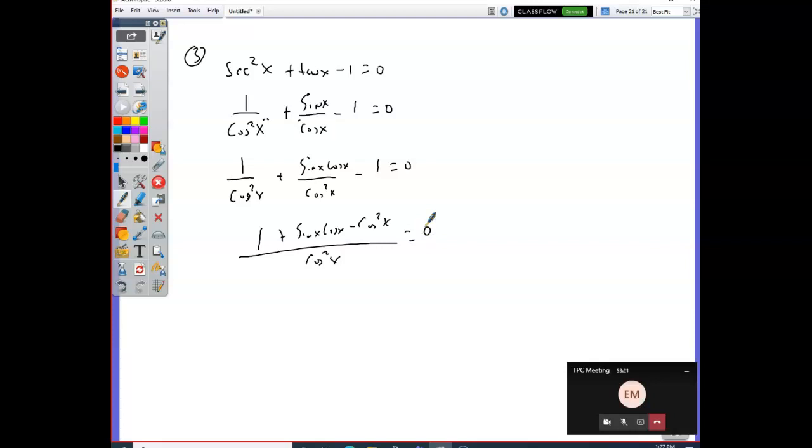Now, what did she do? She multiplied the bottoms, cross the tops. That gives her cosine squared over cosine squared. Everything's over cosine squared, so she put it over one big super fraction.